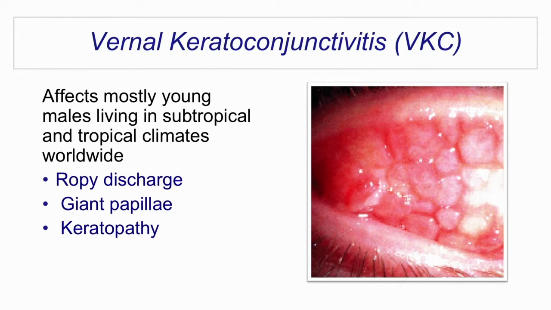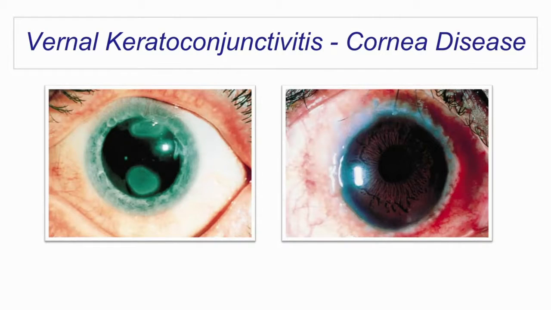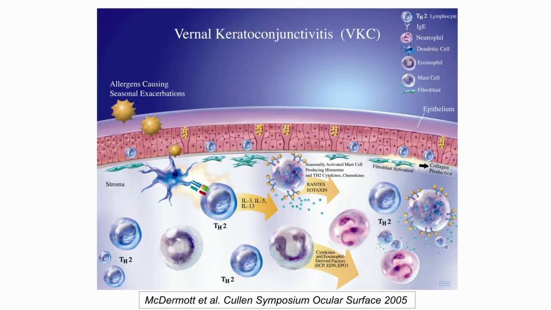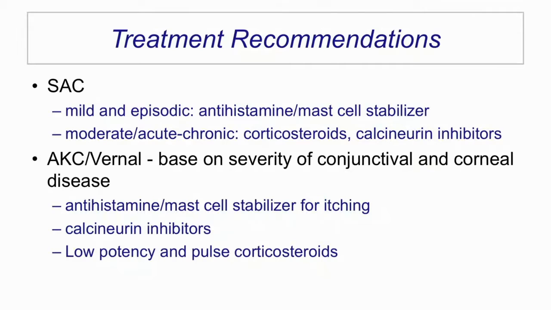Vernal keratoconjunctivitis affects mostly young males living in subtropical and tropical climates, and they develop ropey discharge and these giant papillae, which can often contribute to mechanical trauma to the cornea and produce these shield-like ulcers, either single or multiple ulcers, and very frequently there's limbal inflammation and there can be Horner-Trantas dots. Vernal keratoconjunctivitis is primarily associated with Th2 cells with increased production of those mediators such as IL-4 and IL-13, as well as mast cell degranulation, eosinophils, and neutrophils.